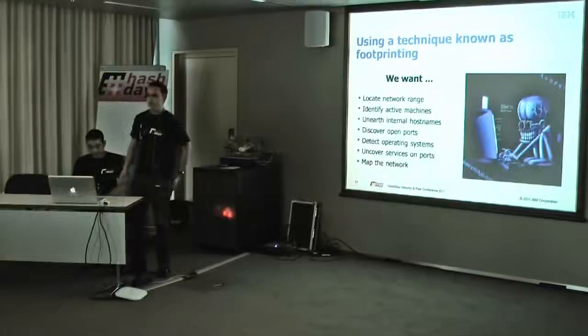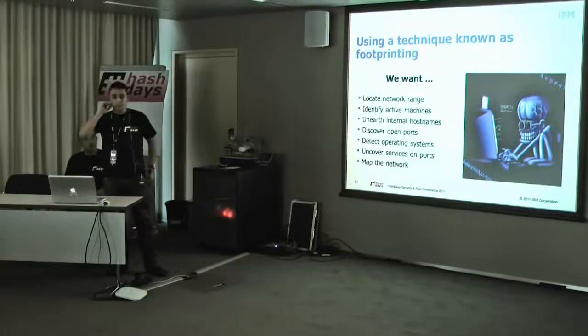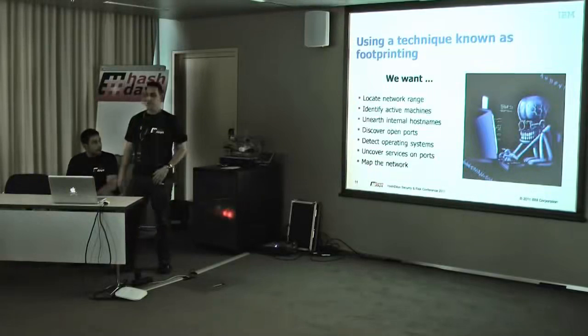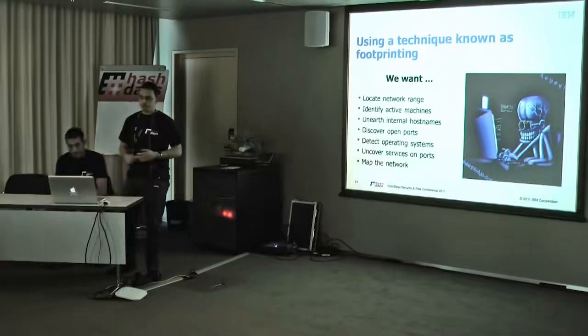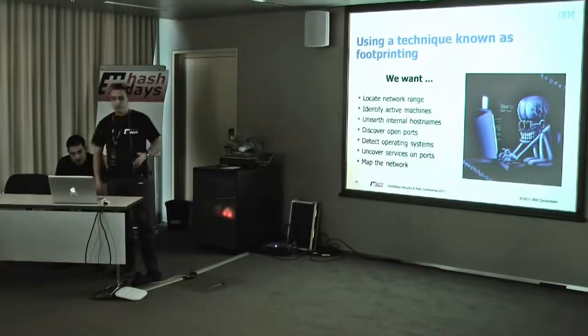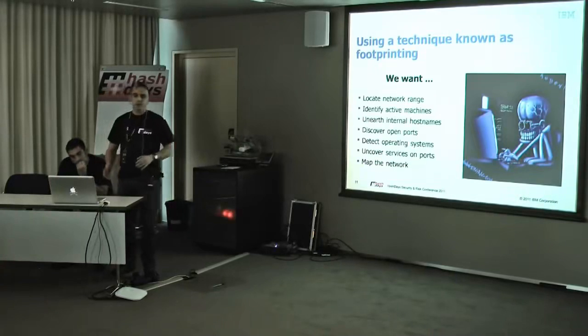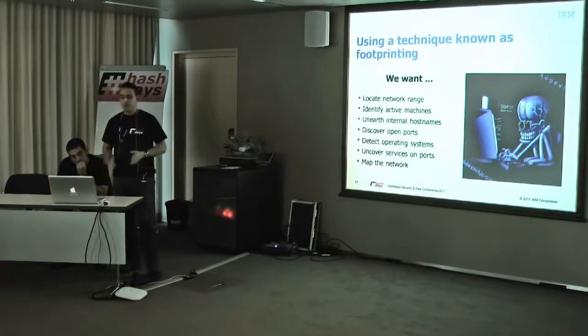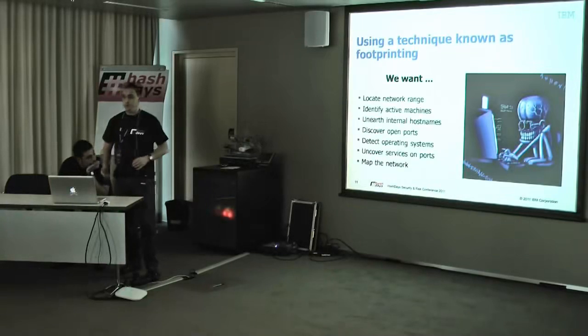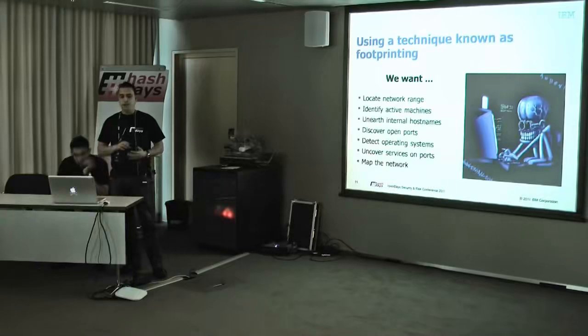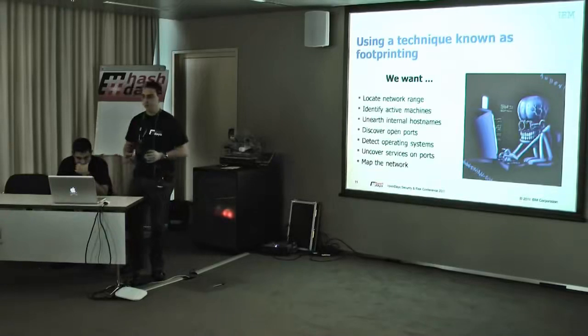So we're going to use it. Intranet footprinting is basically getting as much information as you can about a network. We want to locate the network range the victim is connected to. Once we have that network range, we will identify the active machines on the network and the internal host names. Then we want to extract information about these machines.